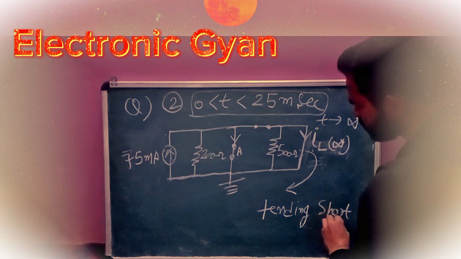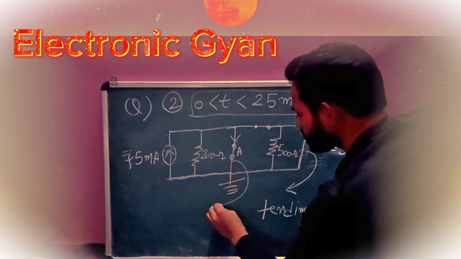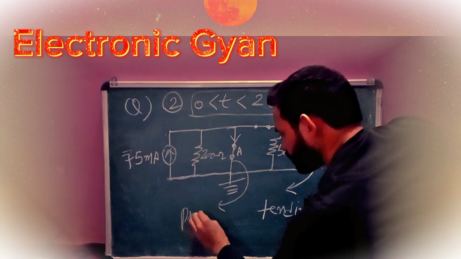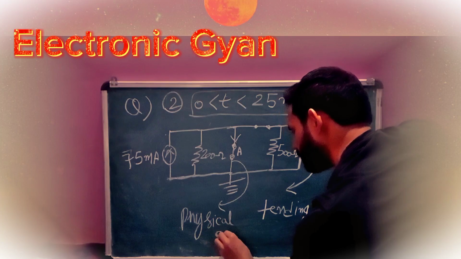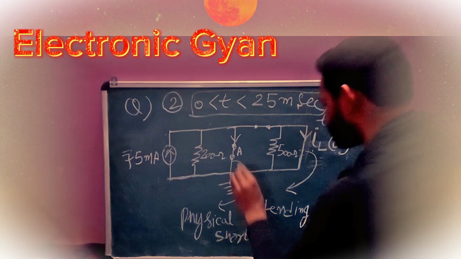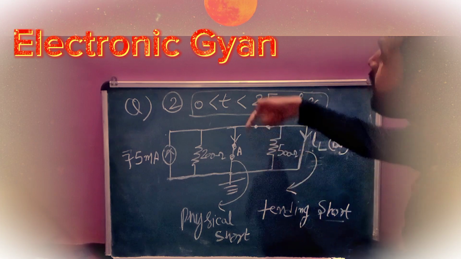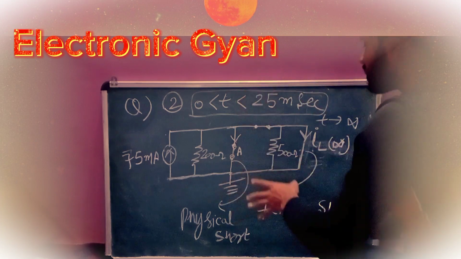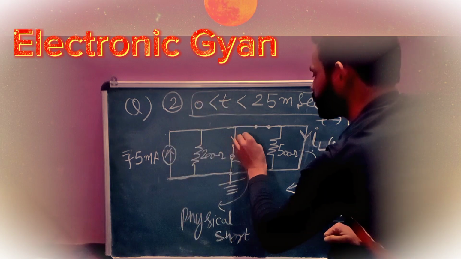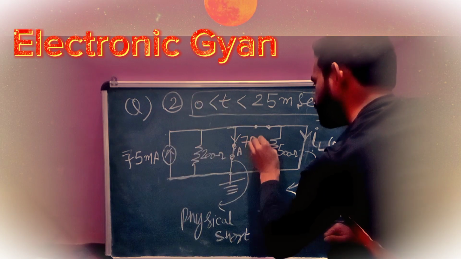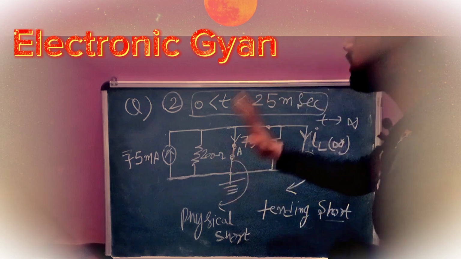Here this means the inductor is tending to short, but this means a physical short. Physical short means which one is already short? This one is already short, so the whole current will pass through this path. 75 milliampere of total current will pass through.